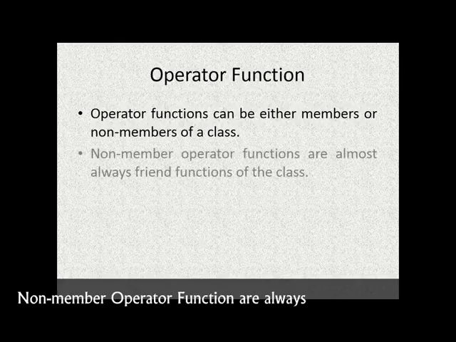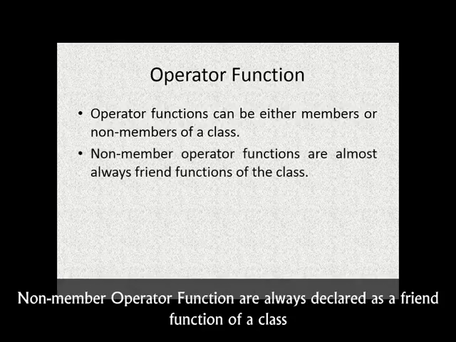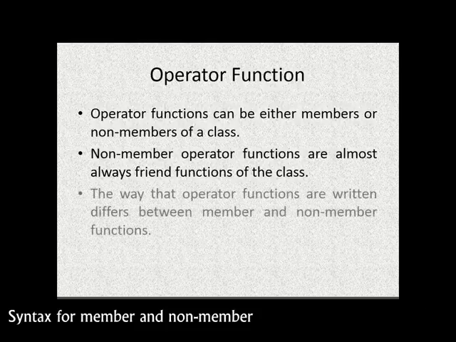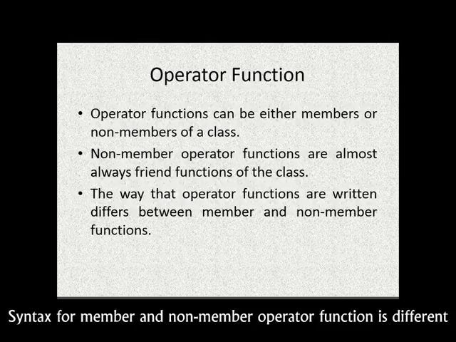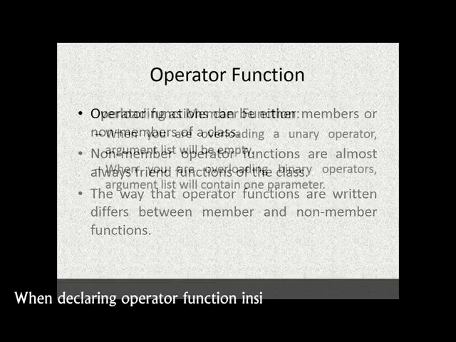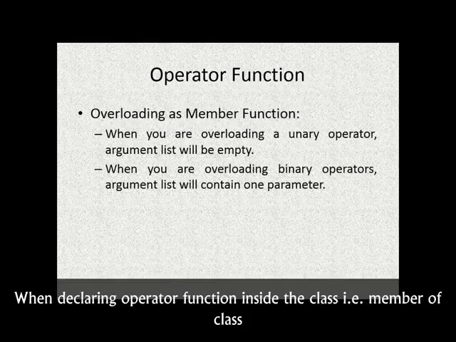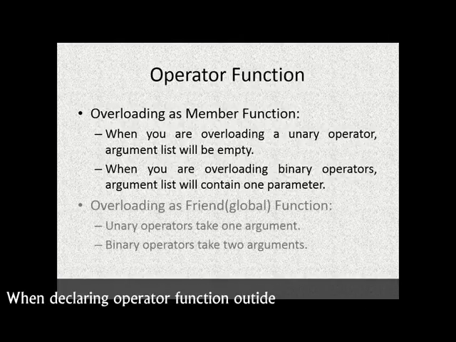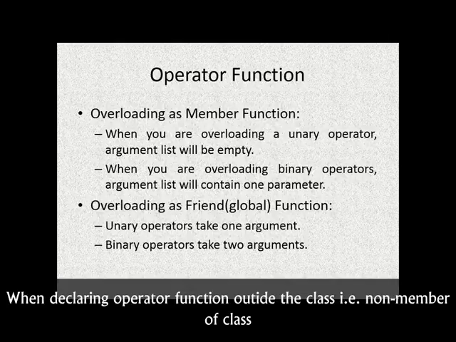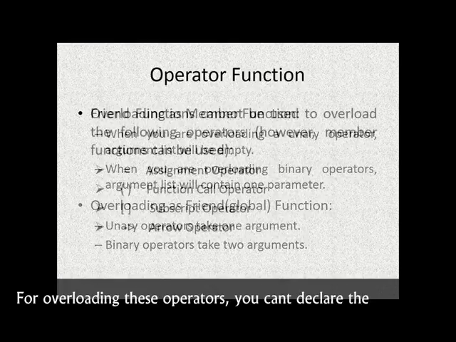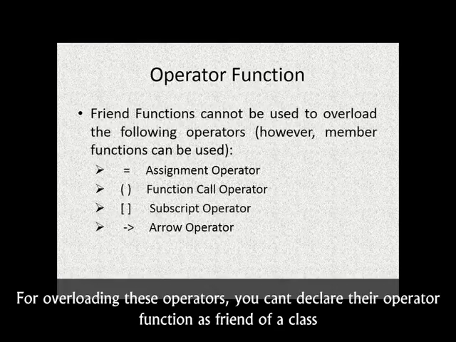Operator functions can be either a member of a class or a non-member of the class. The non-member operator functions are always declared as a friend of the class, that is, they are declared as global. The way the operator function is written differs for the member operator function and the non-member operator function. When overloading a member function, the unary operator function takes an empty argument list and binary operators take only one parameter, whereas for friend functions unary operators take one argument and binary takes two.